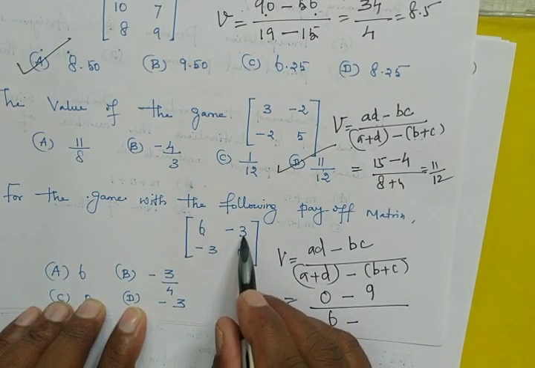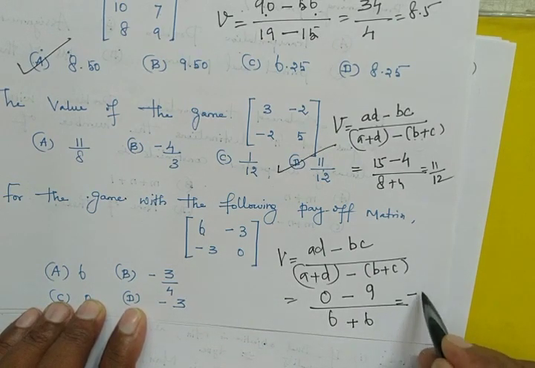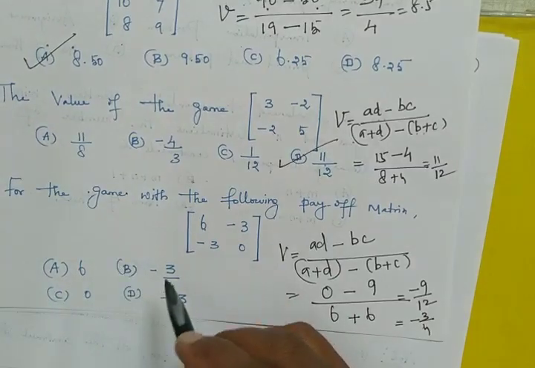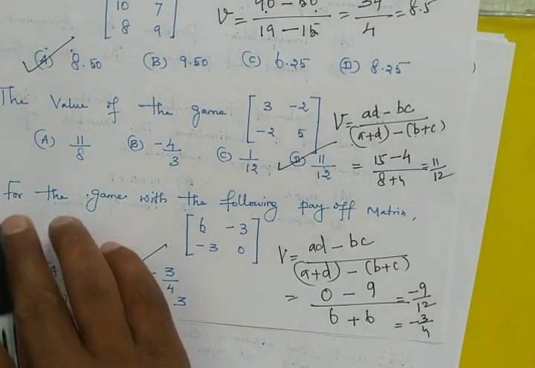Minus 3, what? Minus 6. Here 1 minus is there. Minus 1 is plus 6. Therefore that will come to minus 9 by 12. By simplifying this, minus 3 by 4. So for that, option B, minus 3 by 4, is the right answer to the given problem.